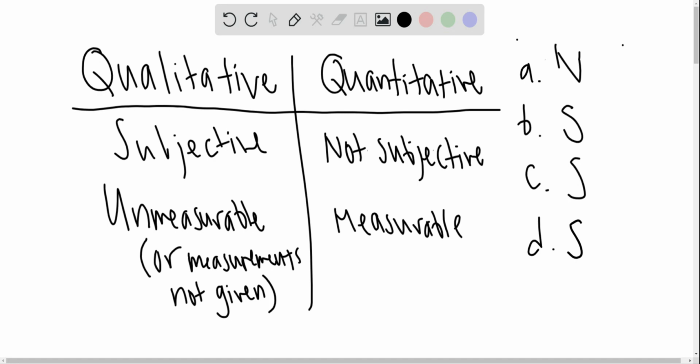And let's look at this last one. E, a stitch in time saves 9. Now, is this something that can be measured? Is there even any measurements involved in this statement? No. There's a number involved, the number 9, but is it a number that results from measurement? No. So therefore, this is also a qualitative statement. So S for subjective.